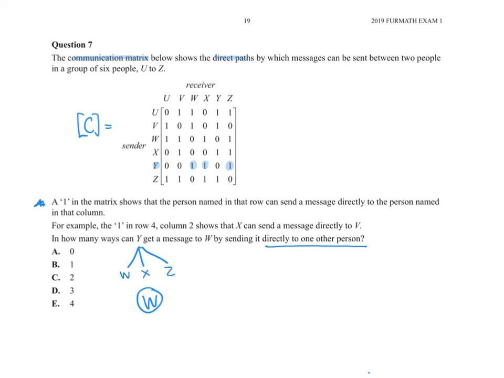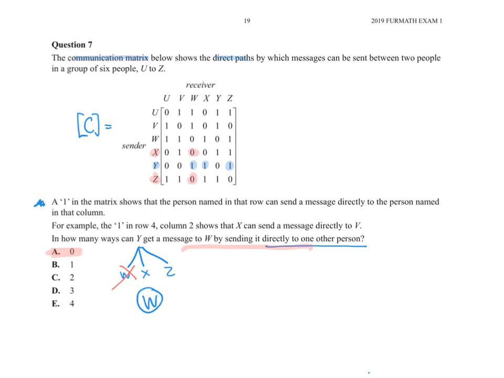Now they wanted a message by sending it directly to one other person. So we don't want to go directly to W. So then we've got X and Z. Now, what we want to look at is, can X and Z go to W? If you look along here, no, X can't. If I look along Z, Z can't go to W either. So I'm going to say there's no one who could do it. It's pretty much a two-step communication when they say directly from one person to another. This is saying two steps.